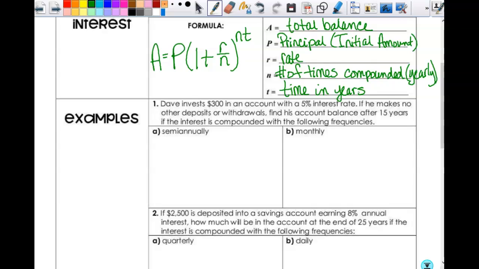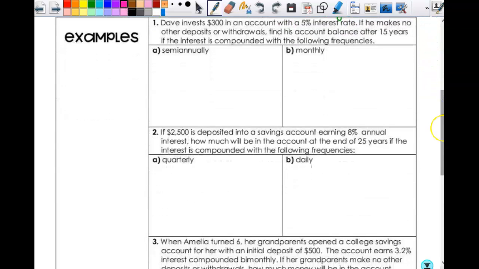So number 1 says, Dave invests $300 in an account with a 5% interest rate. If he makes no other deposits or withdrawals, find his account balance after 15 years if the interest is compounded with the following frequencies. So there's 2 things we got to find before we start substituting stuff in. T, so what would T be for this one? 15. T would be 15. What would N be? 2, because semi-annually means it happens twice a year. A semi-annual sale happens twice a year, so N equals 2.